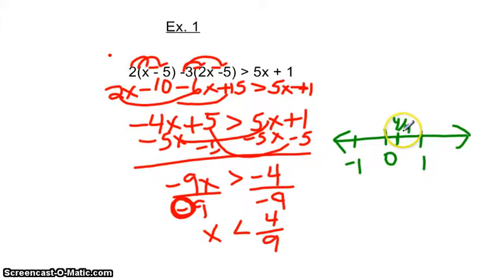Now if you refer back to page 2 of your foldable, it says if it's less than, I'm going to have an open circle. So I have an open circle at 4/9, which means 4/9 is not part of my solution, and I'm going to shade to the left. So I'm going to shade my number line to the left, which means that all values on that number line are solutions to my inequality. Okay? Now let's look at another example.